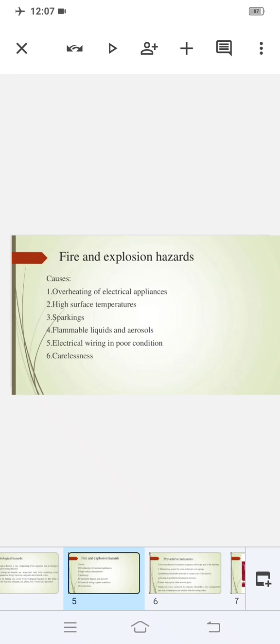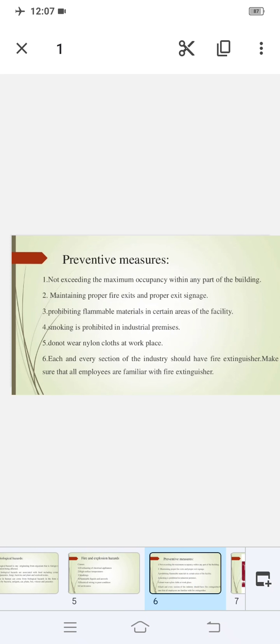But it doesn't make any changes. Therefore the fire might be less hazardous. Fire can take several different forms, including jet fire, pool fire, and boiling liquid expanding vapor explosion. So what are the preventive measures on this? How can we control fire and explosion?